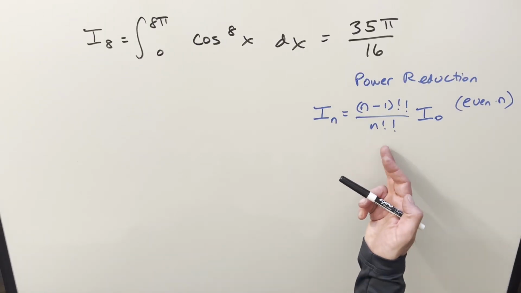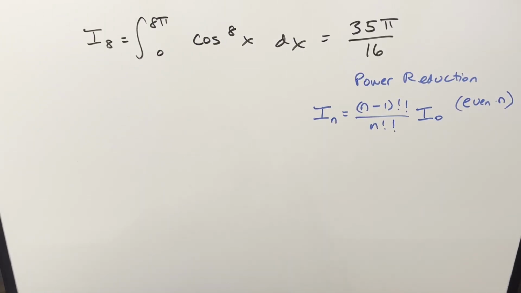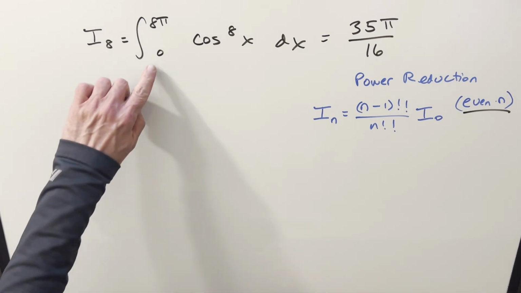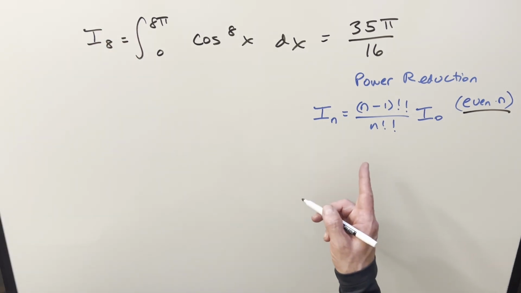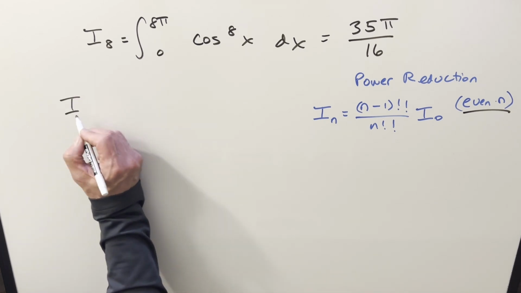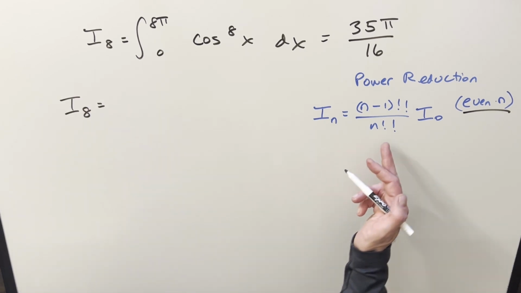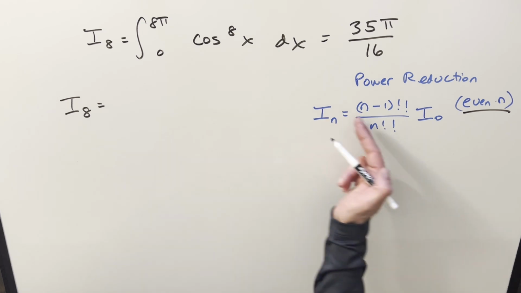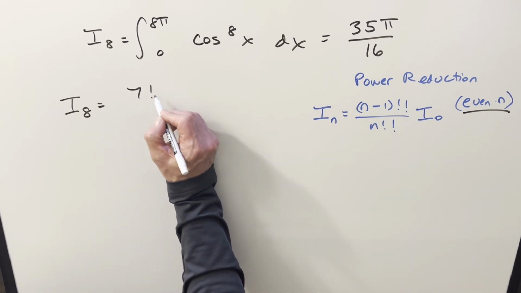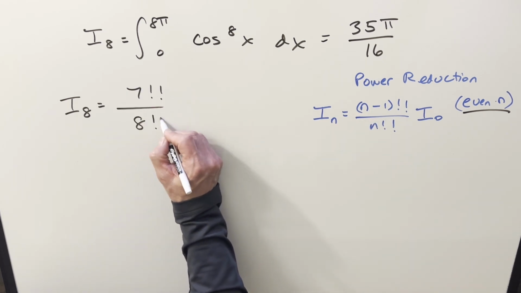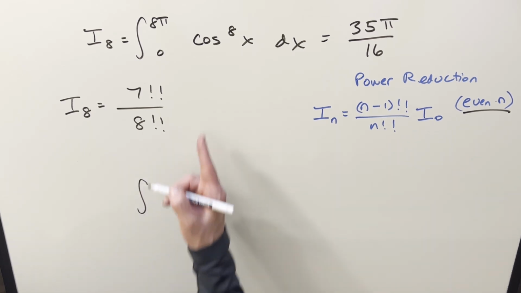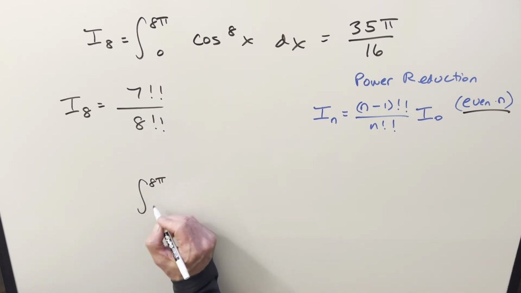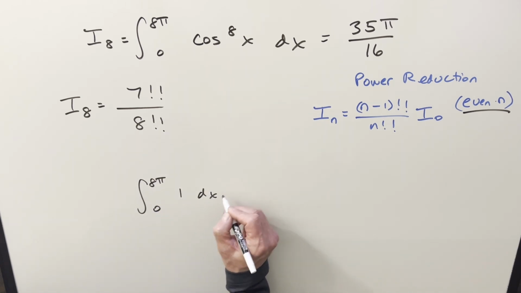Method 2, we've got over here our formula for power reduction. This one is for when we have even n. We need the bounds to be 0 or integer multiples of pi over 2. We can go right to the formula on this. So for I sub 8, we're going to put this in terms of double factorials. So n minus 1, that's going to be 7 double factorial over 8 double factorial. The I sub 0 value is easy. That's just when n's 0. So when n's 0, this becomes 1. You're just integrating 1 from 0 to 8 pi.